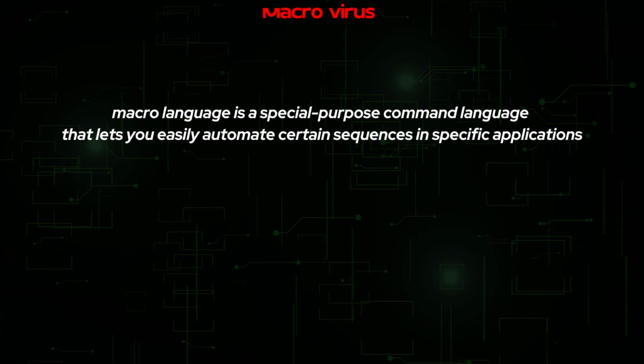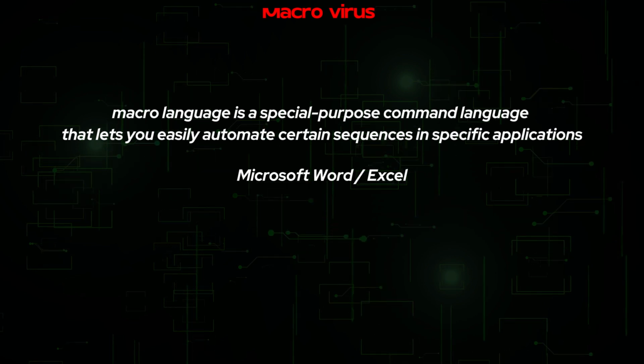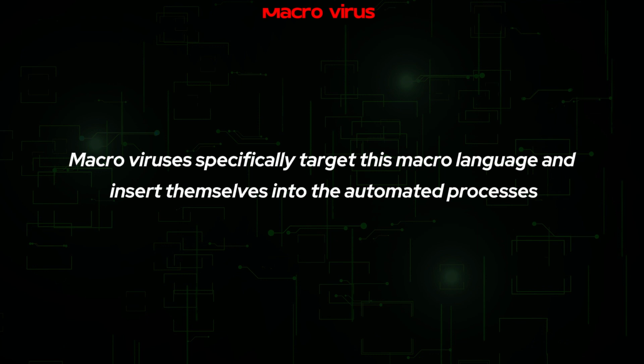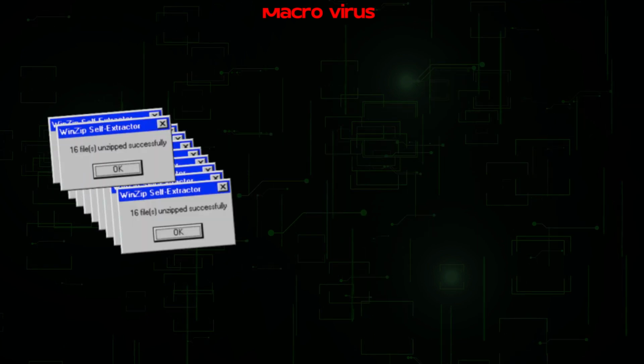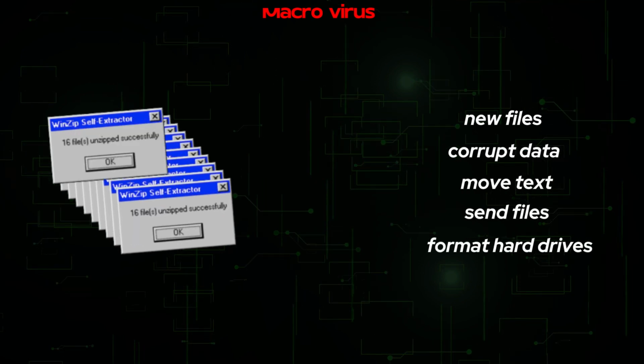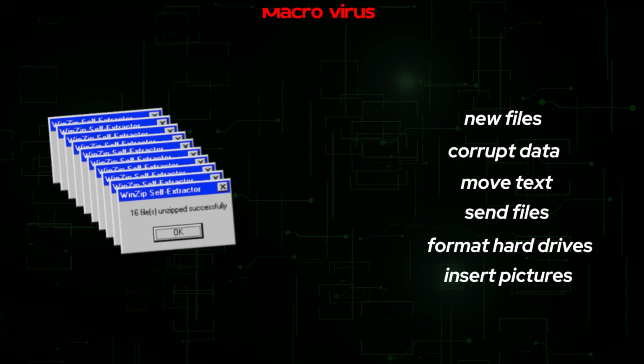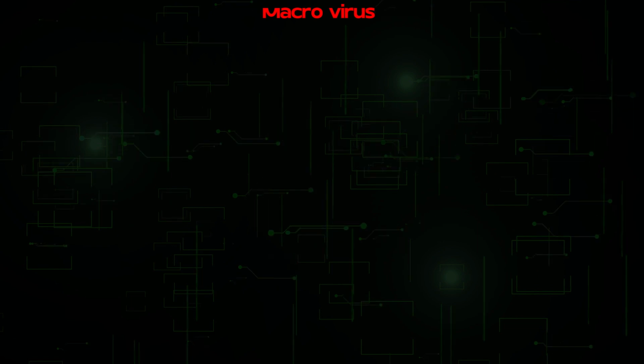Normally, this helps software like Microsoft Word or Excel run more smoothly, since just a few keystrokes will trigger a whole series of actions. Macro viruses specifically target this macro language and insert themselves into the automated processes. Software infected with a macro virus may be compelled to create new files, corrupt data, move text, send files, format hard drives, insert pictures, and deliver other, possibly even more destructive kinds of viruses or other types of malware.